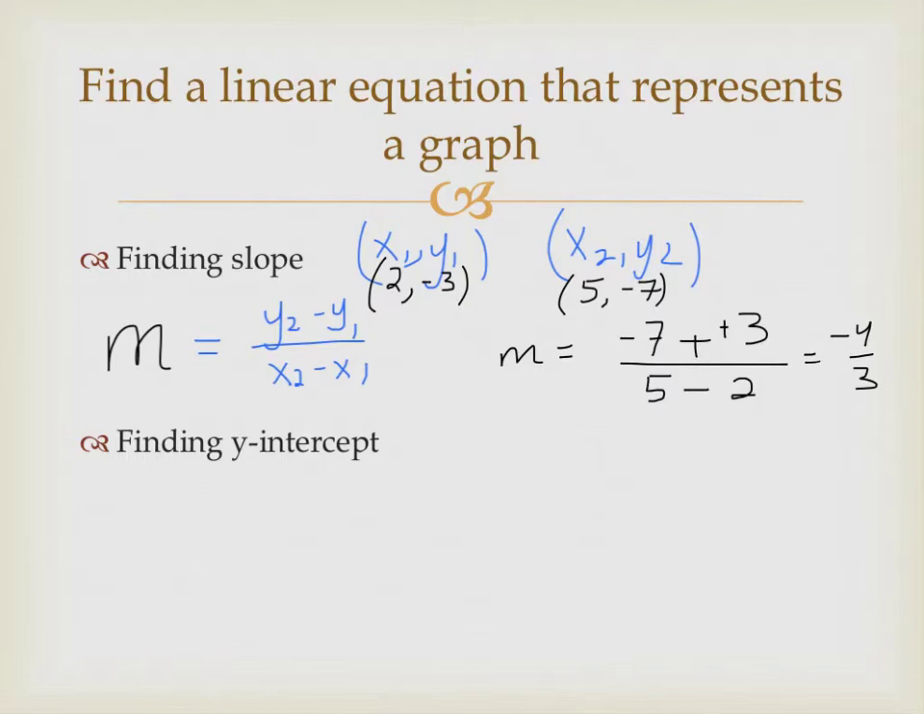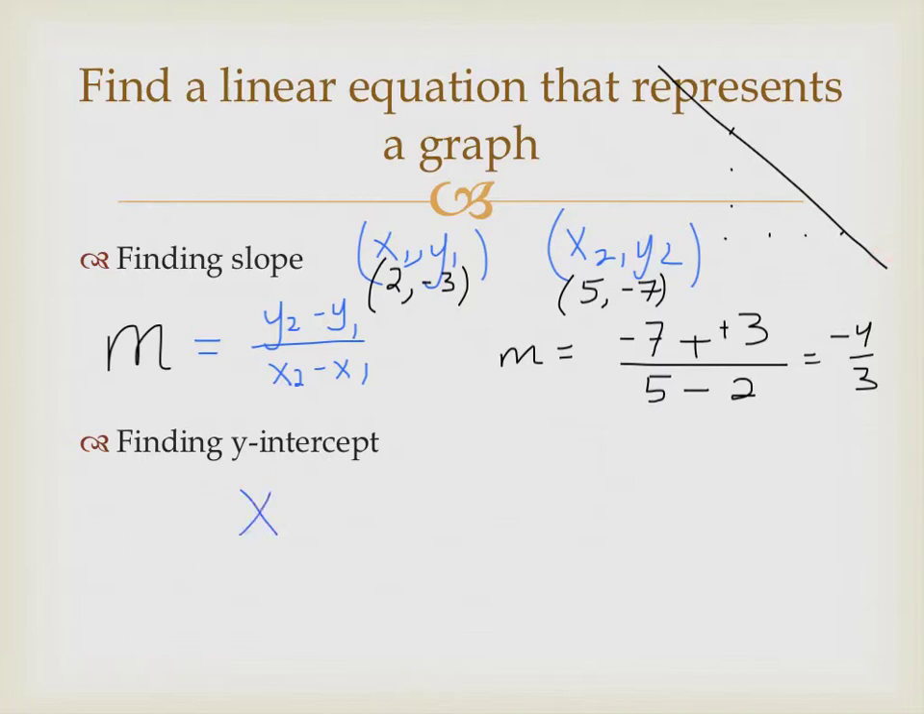Now that slope is going to look roughly like that, a little down 4, right 3. Okay, remember negative slope from left to right decreases. Positive slope from left to right increases or goes up.